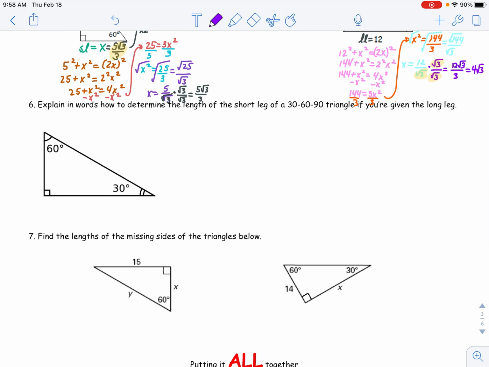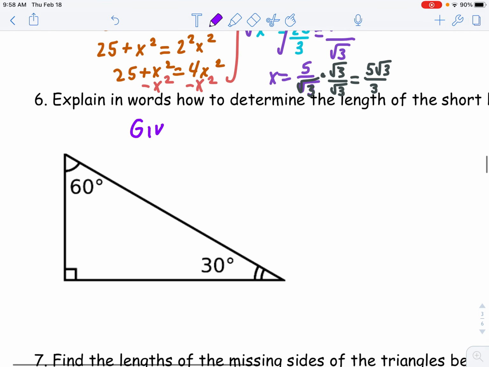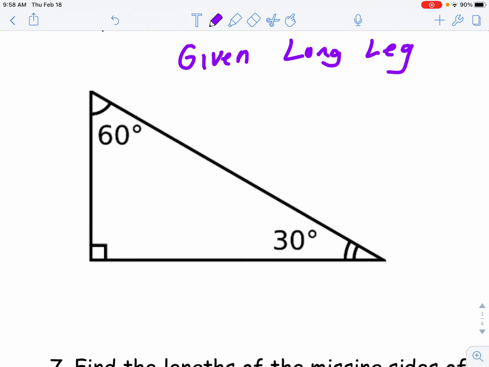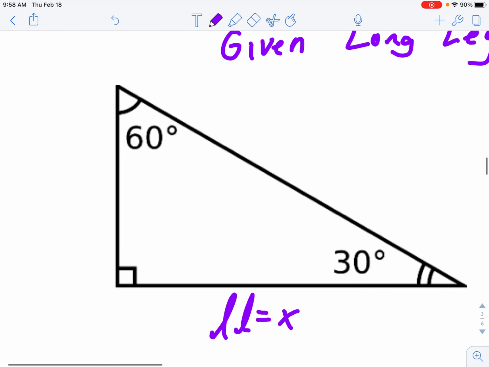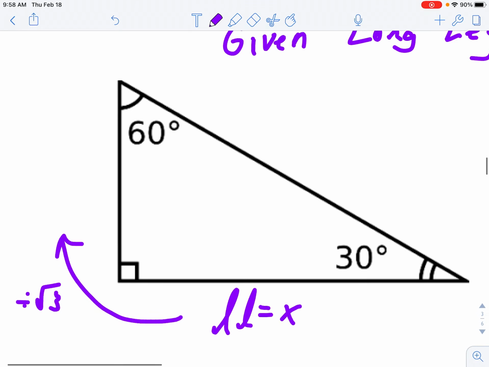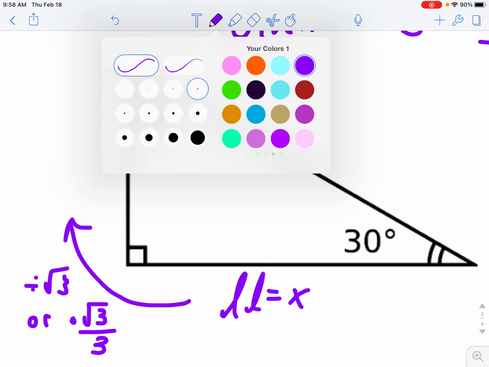So what does this mean? Well, this is given the long leg. Given long leg, this is the pattern right here. This is the hard part. So we're going to say long leg equals x. That means all we do to get to the short leg is we divide by radical 3 or multiply by radical 3 over 3, just depending on how you want to think about it.